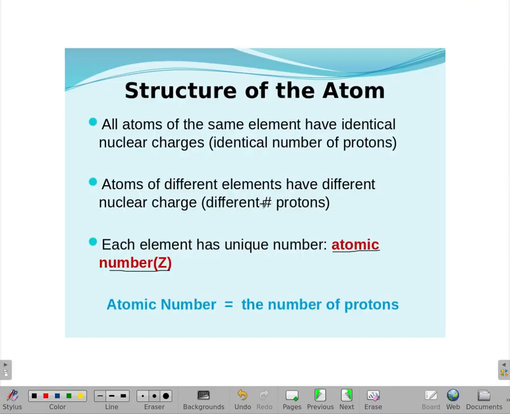All right. Now, this also tells us a lot about electrons. Typically, the number of electrons is the exact same as the number of protons, as long as the atom is neutral.